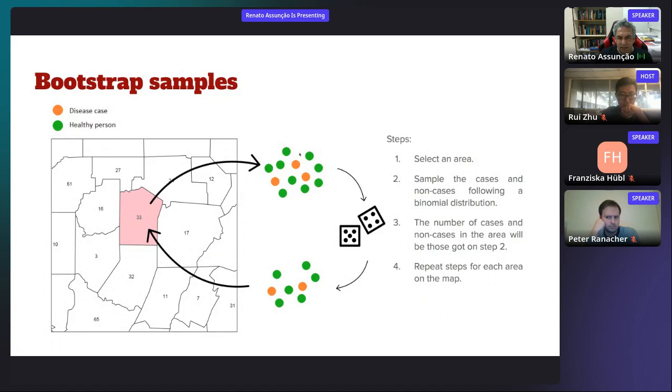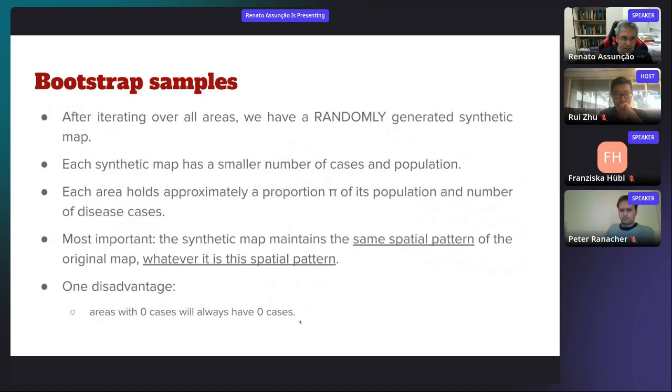We select a few people to be deleted, and some of them are cases, like the red ones, and the green ones are not cases. And then we flip a coin or roll a dice, and then some of them are retained in this synthetic map. So we repeat this for each one of the areas in the map. And at the end, after iterating over all areas, we have a randomly generated synthetic map. We can generate many of these synthetic maps.